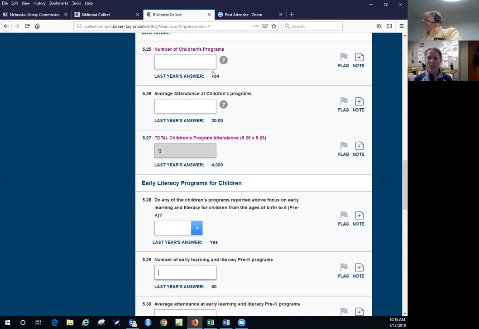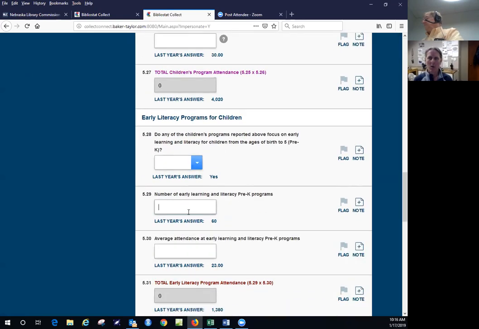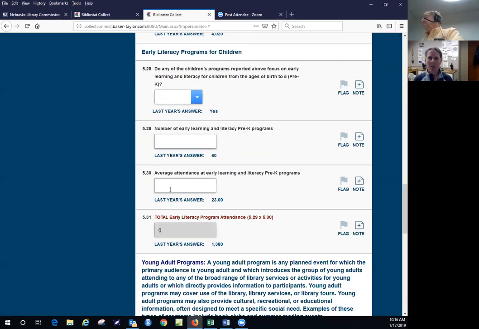So like for last year, it looks like out of that 134, almost half of them were early literacy programs. And then we want to know what the average attendance was for the early literacy programs, and then Bibliostat automatically calculates the total here.